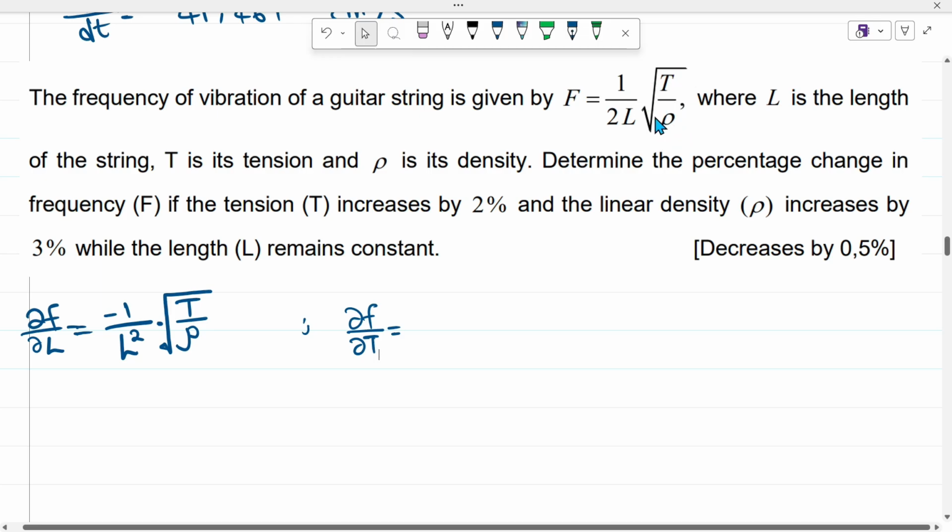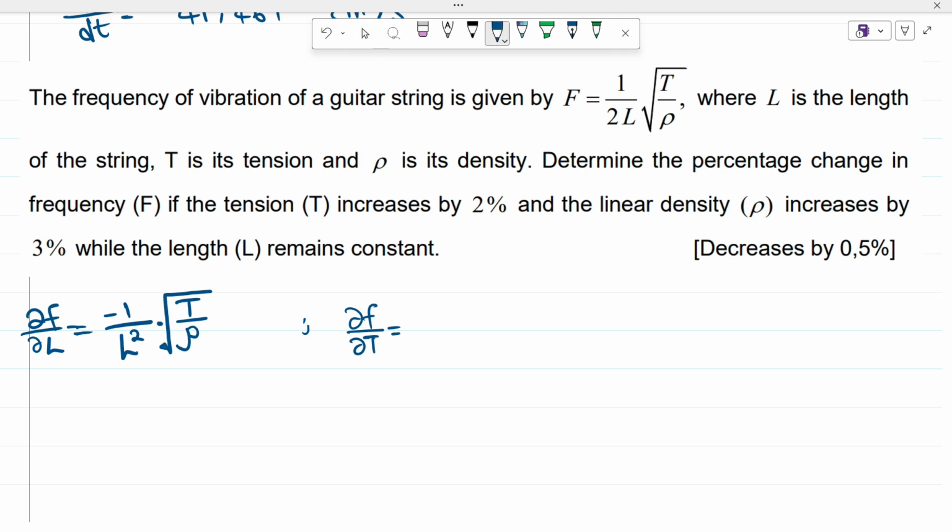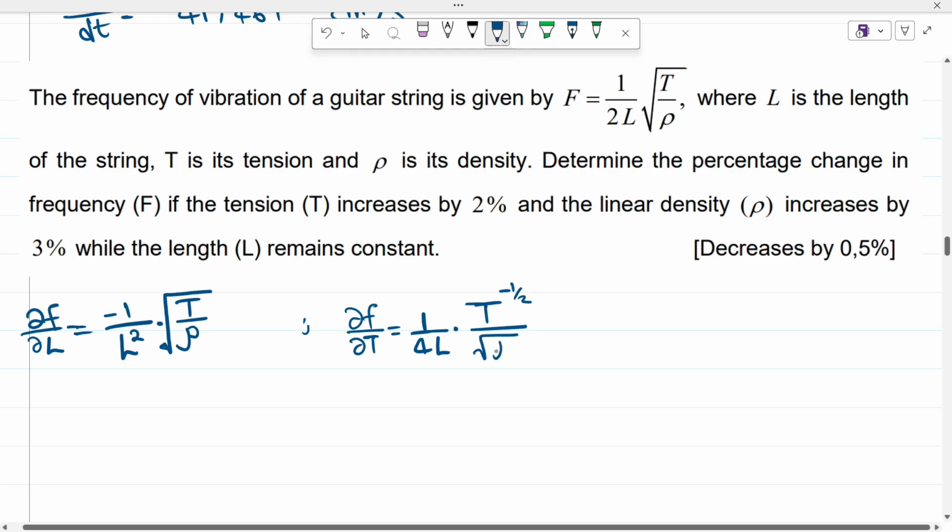So we differentiate with respect to t. That means L and p are constants, so for t to the power of half, it will be 1 over 2, which will multiply this, and then we also subtract 1 from 1 over 2. So we end up getting 1 over 4 L multiplied by t to the power negative 1 over 2 divided by root of p, or density p there. And then that would be it for that one.